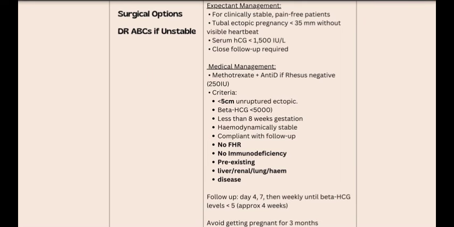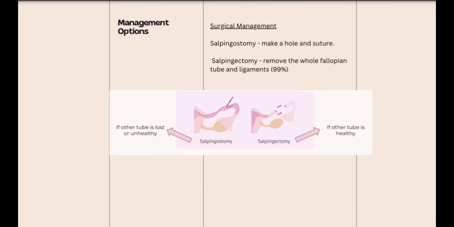Now let's talk about surgical management. So surgical management, there's 2 types, salpingostomy and salpingectomy. So given that most ectopics occur in the fallopian tubes, these are the 2 highest yield to know. A salpingostomy is the version that you see on the left, where they make a hole in the fallopian tube, remove the ectopic, and then suture it back together.